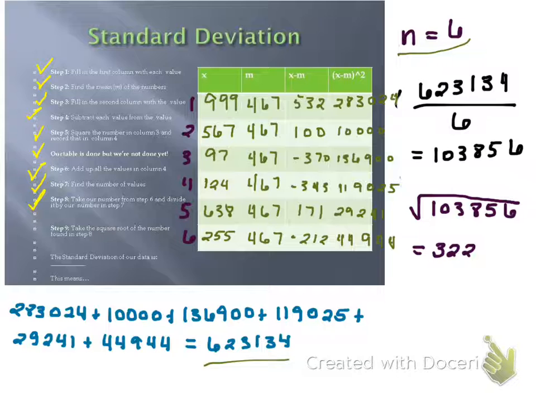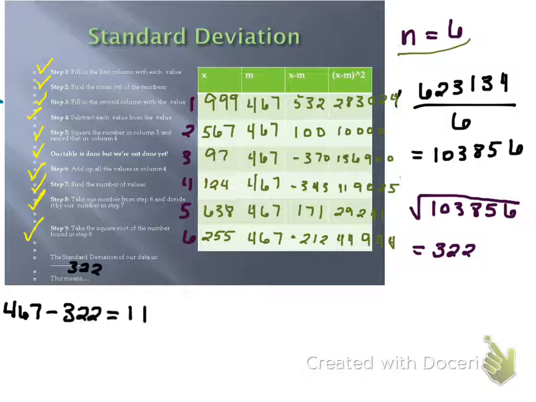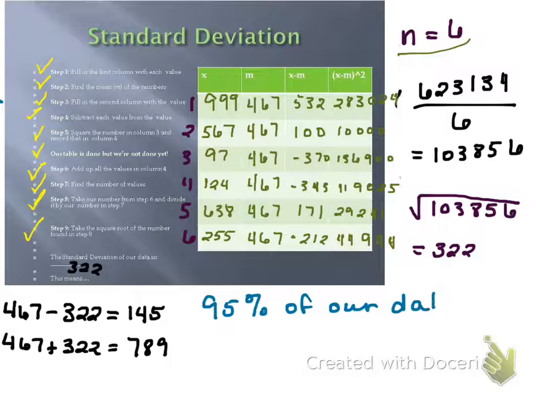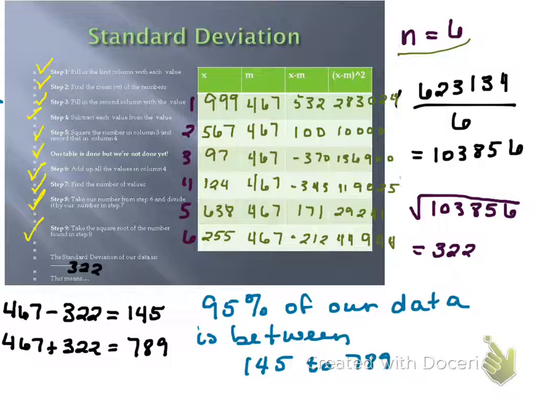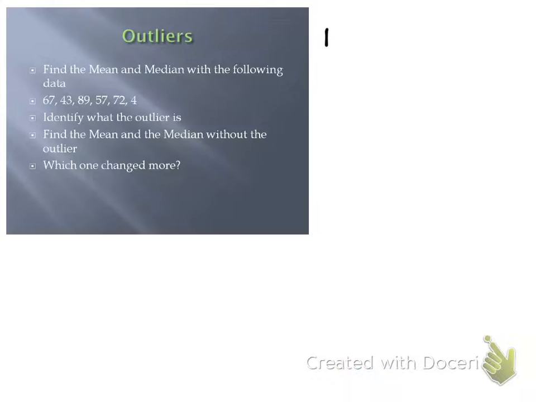So, if you look on step 9, we fill in 322. That's our standard deviation. What does that exactly mean? Well, you subtract 322 from the mean and you get 145, and when you add it to the mean you get 789. So that means like 95% of our data is between 145 Facebook friends and 789 Facebook friends, which makes sense. We have the person with the 97 friends outside of that 145, and the person with the 999 friends outside of the 789. Besides that, everything else is between that range.